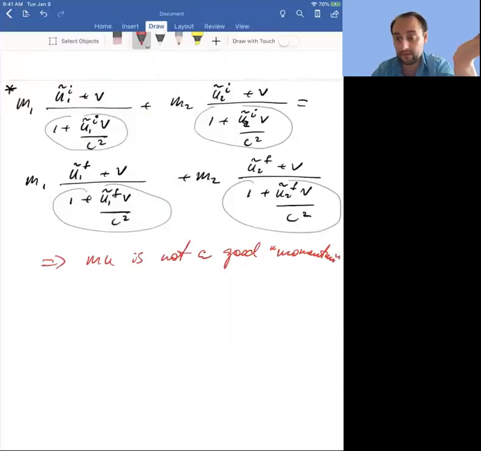You can, of course, call it momentum. You can call it anything you want. You can call it furry cat. But it's not a useful quantity. It's not conserved. Okay, so we can scratch our head and we can try to guess. But I already gave you a suggestion for the relativistic momentum. Let's try the suggestion, okay?